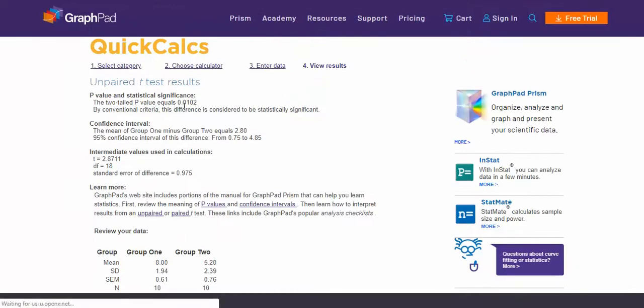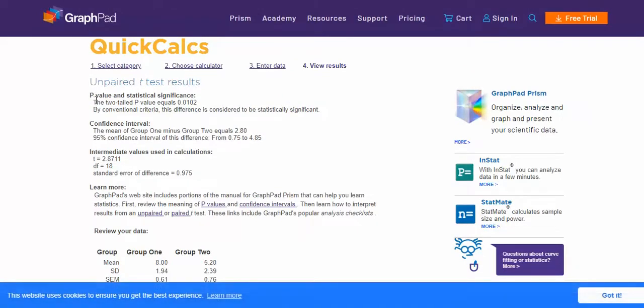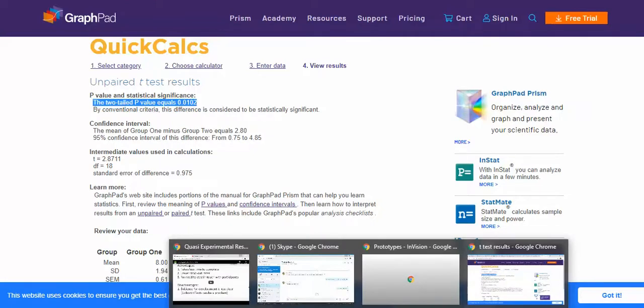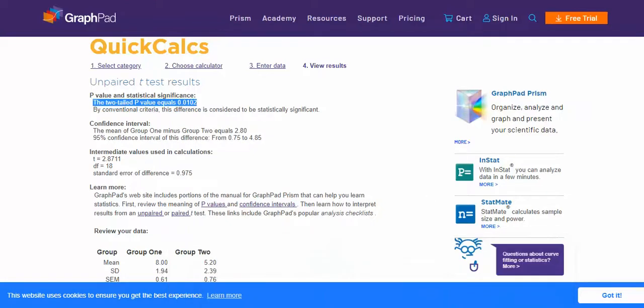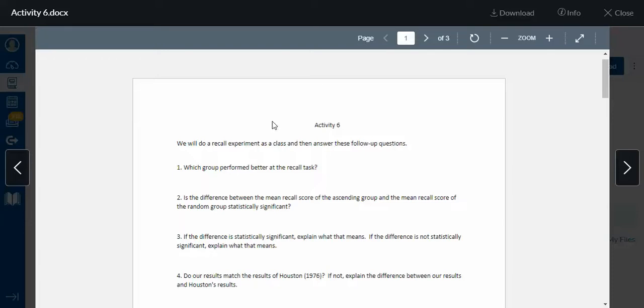So, what you actually need to know if you have a significant difference is something called the p-value, and I'll get to that in just a moment. But now let's go back to these questions for the activity. So the first one says, which group performed better at the recall task? Well, you just have to look at your results from your made-up data set.